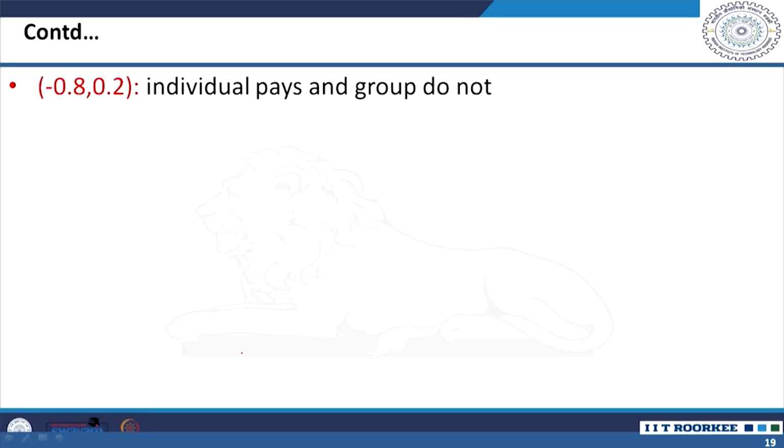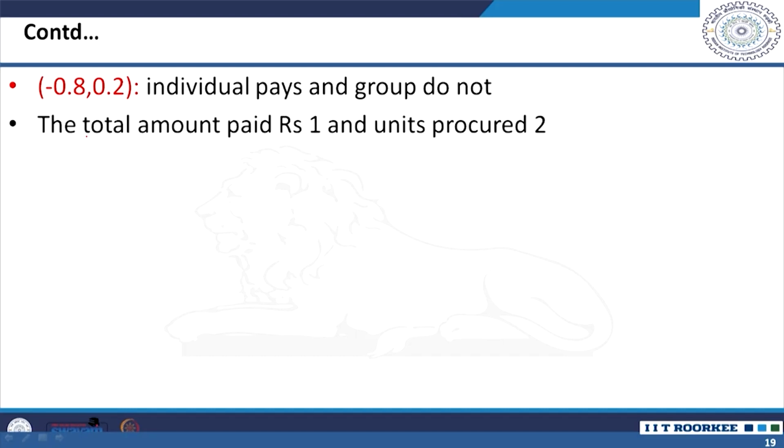We need to think about this: the individual is paying, but the collective is not paying, that means only one individual is paying. So, in this case the total amount of payment is how many? 1 rupee, obviously, the particular individual is paying, and how many collective units can be procured by exchanging this 1 unit of money? Then obviously it is 2. By paying 1 rupee, you can procure 2 units of this collective good.